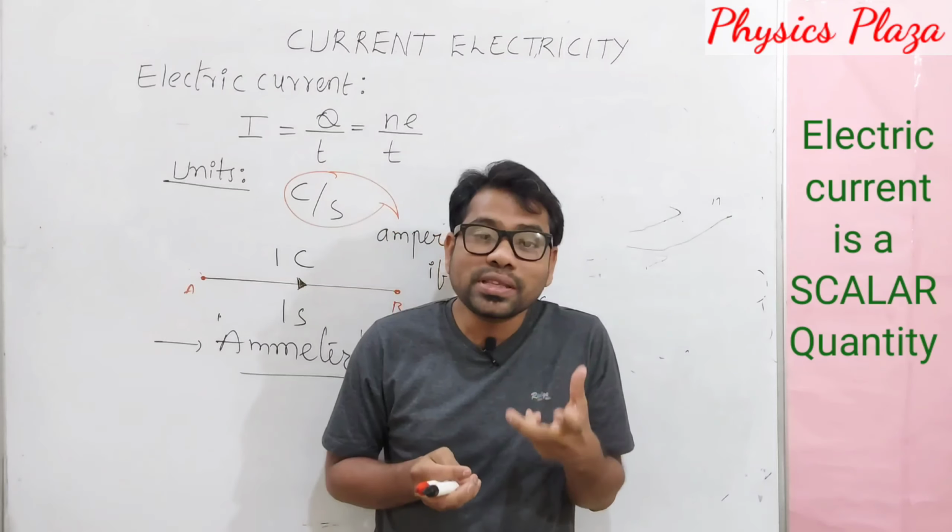A physical quantity should have magnitude, direction, and as well as, my children, it must obey the law of vector addition. Very, very important. So here electric current can have magnitude, it has direction, but it doesn't obey the law of vector addition. So electric current is a scalar quantity. It's very, very important.